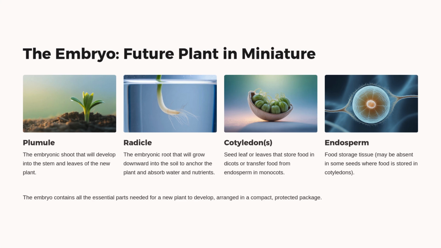The embryo, future plant in miniature. Plumule, the embryonic shoot that will develop into the stem and leaves of the new plant. Radicle, the embryonic root that will grow downward into the soil to anchor the plant and absorb water and nutrients. Cotyledons, seed leaf or leaves that store food in dicots or transfer food from endosperm in monocots. Endosperm, food storage tissue, may be absent in some seeds where food is stored in cotyledons. The embryo contains all the essential parts needed for a new plant to develop, arranged in a compact, protected package.